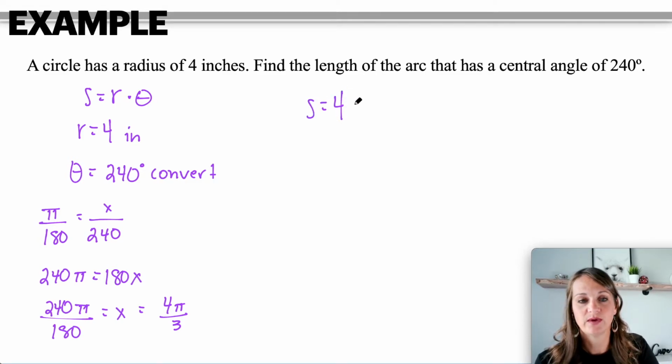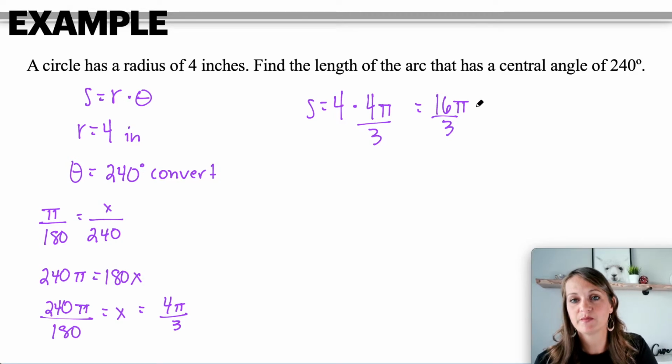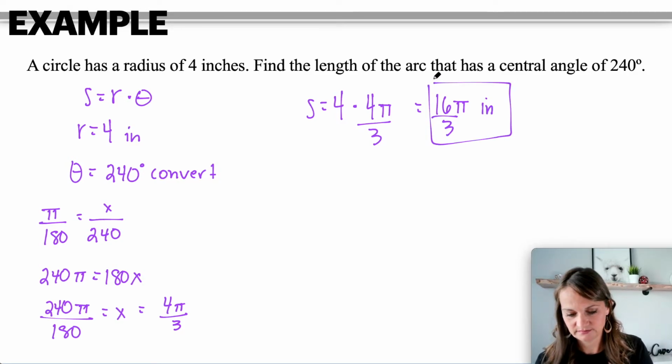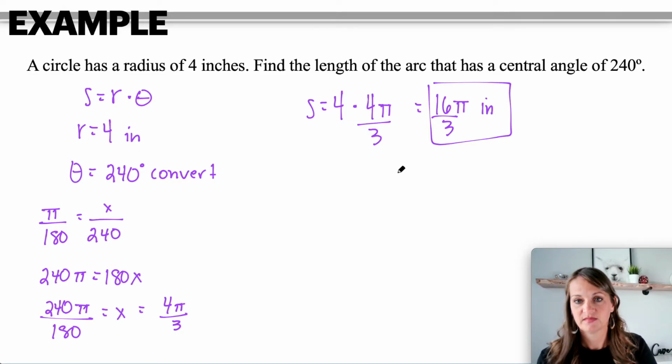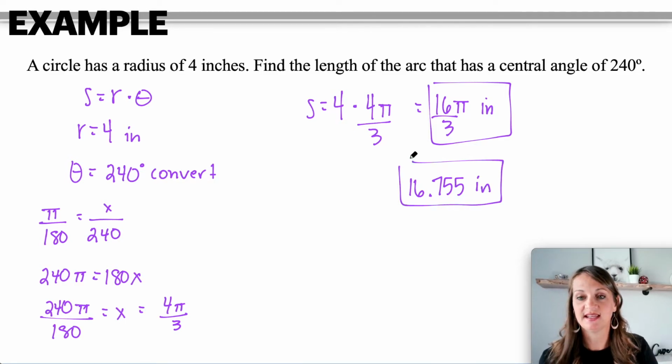So the radius is 4, and we're going to multiply that by the radians, which is 4 pi over 3. So our answer is going to be 16 over 3 pi inches, or 16.755 inches in distance.